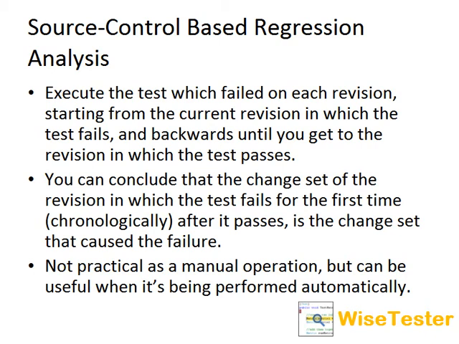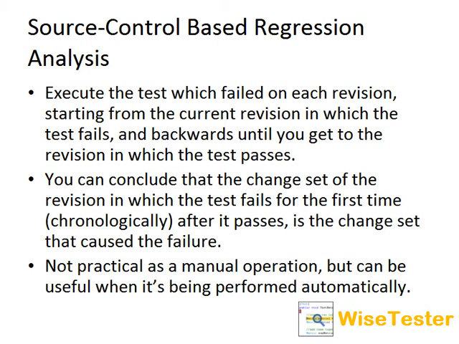Source control based regression analysis. This is based on a concept which is known in the development community for some time. Let's say, for instance, that a developer is being notified by the build server that one of his tests failed during the latest daily build. In most cases, it means that somewhere between the current build in which the test fails and one of the previous builds in which the test passed, there was a commit of code changes into the source control which caused the test to fail.